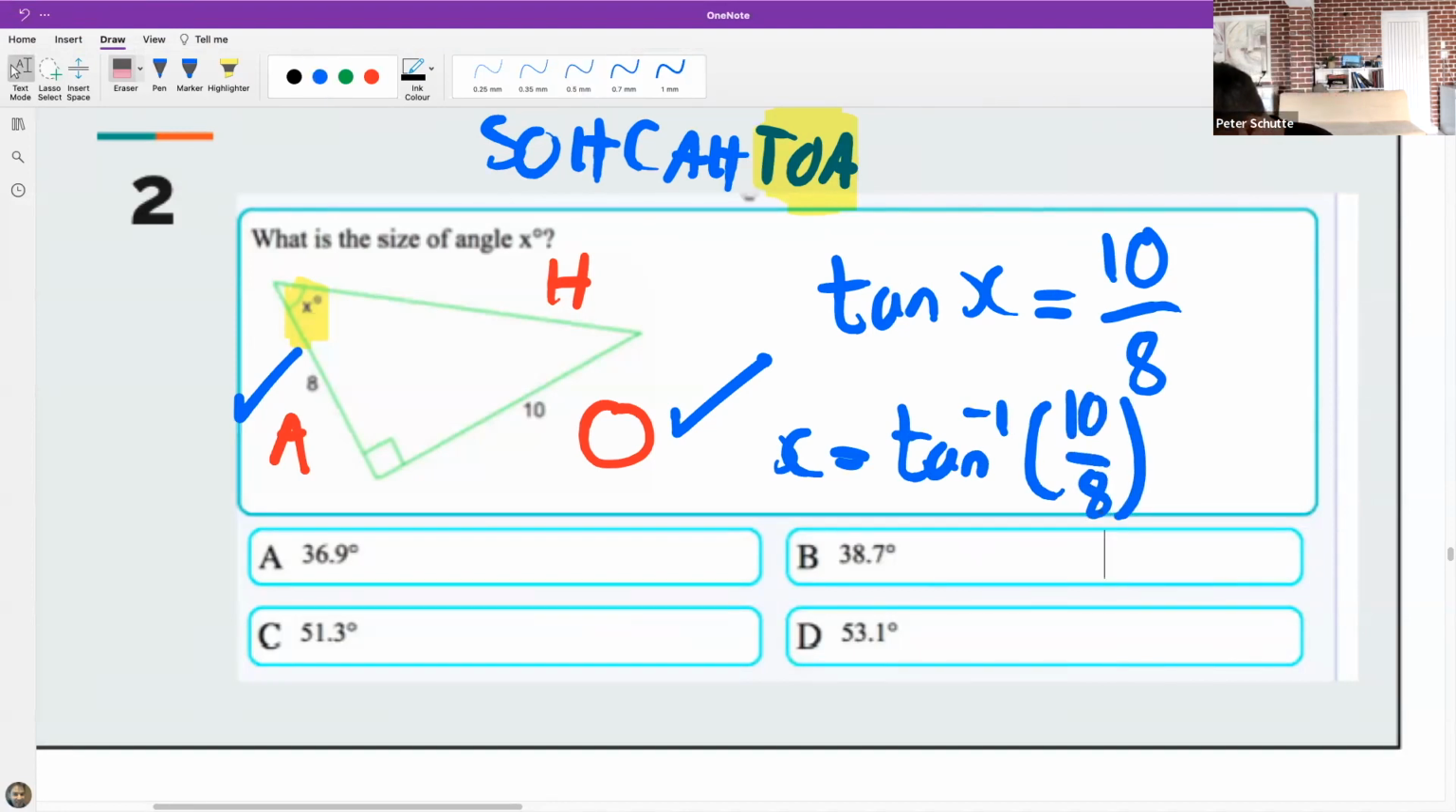So I go shift tan, and then I'm going to get 10 over 8. And I get 51.34, which is going to be C over there. Okay, so when we're given right angle triangles, we can also find the missing angle.